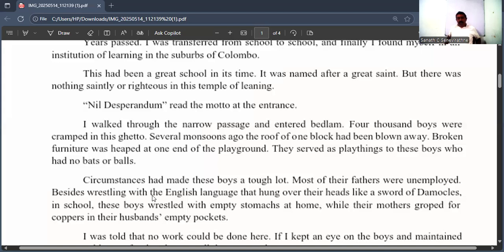This teacher was surprised because 4,000 boys were learning in that small space.